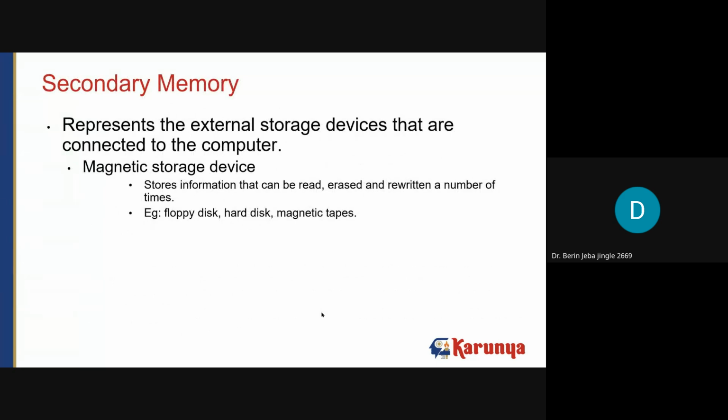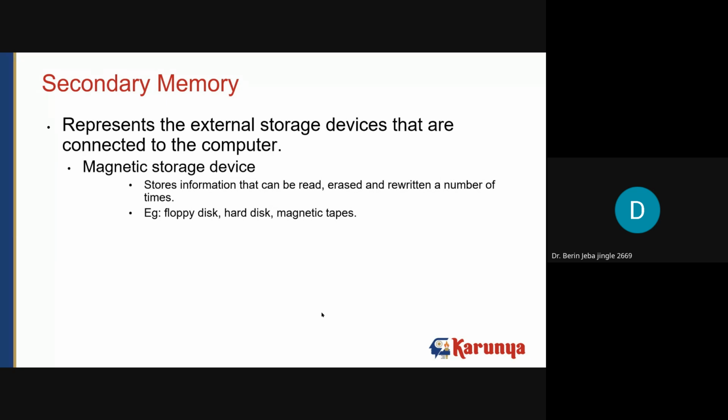So what is secondary memory? It represents the external storage. For example, the well-known external storage is the CD, and pen drives. Now cloud storage, everything is available. All of this we call external, that is the secondary memory. They represent the secondary storage devices that are connected to the computer.